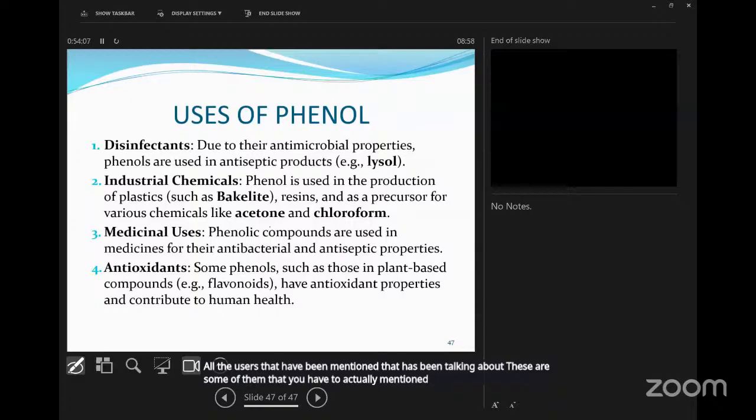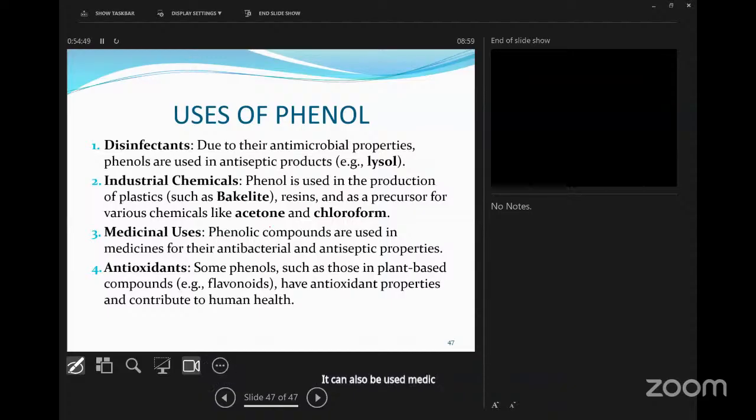Then other uses, just like I was saying, the use of phenol as disinfectant due to its antimicrobial properties. Phenols are used in antiseptic products. They are used as industrial chemicals for the production of plastics, resins. They are also precursors. When I mention raw materials to other compounds, that is the same thing as saying they can be used as precursors to prepare other important compounds or other solvents like acetone, like chloroform and others. Because phenol itself is a solvent, it can also be used to prepare other solvents or other chemically important compounds. It can also be used medicinally.